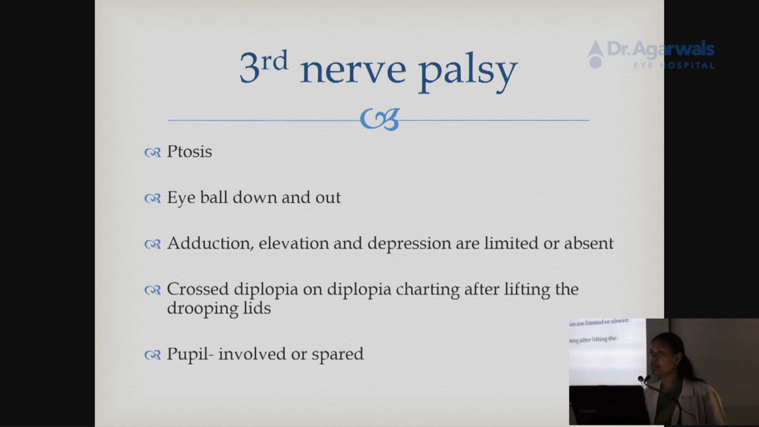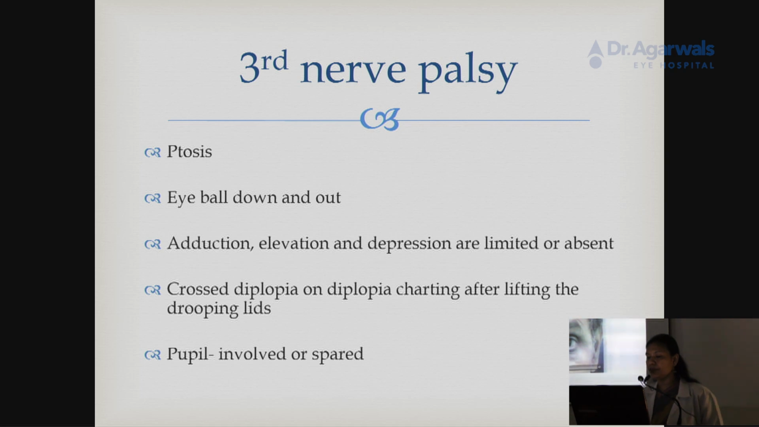In case of ischemic 3rd nerve, the vasa nervosum, that's the small blood vessels within the nerve which supply the nerve, are affected in case of ischemia, and hence the pupillary fibers are spared in case of an ischemic condition. So this is a case of a 3rd nerve.